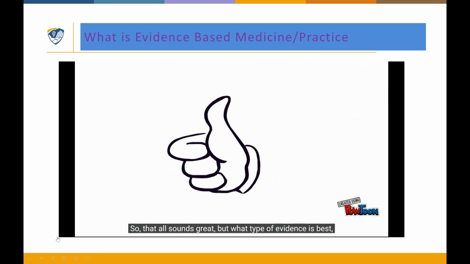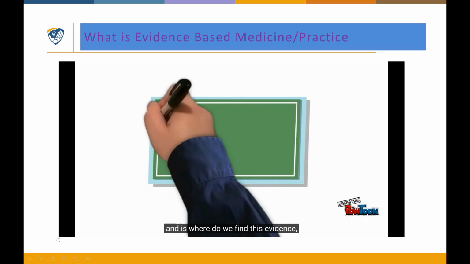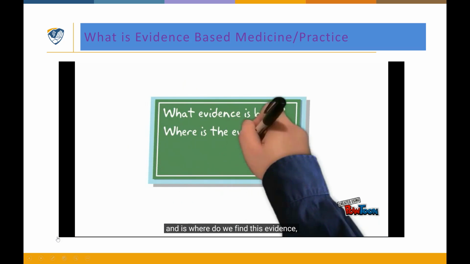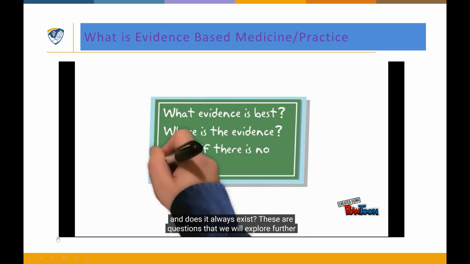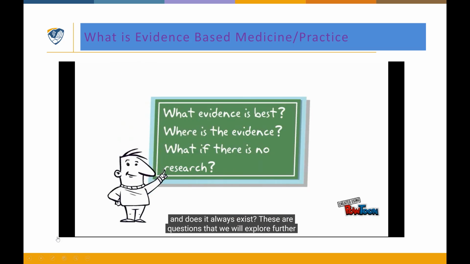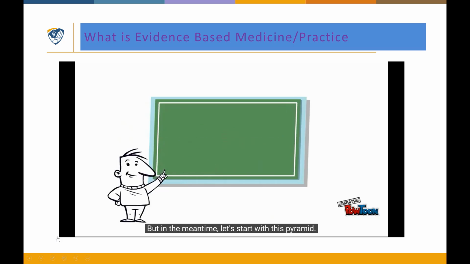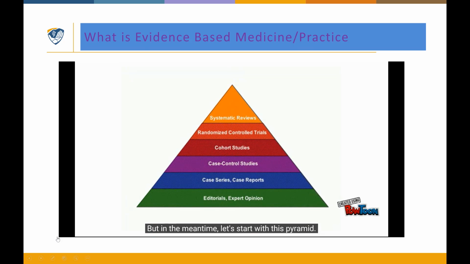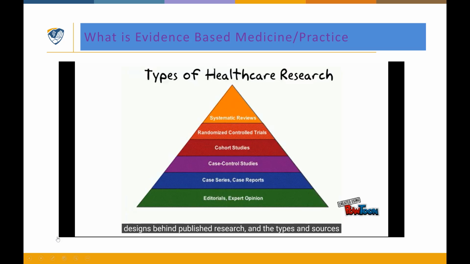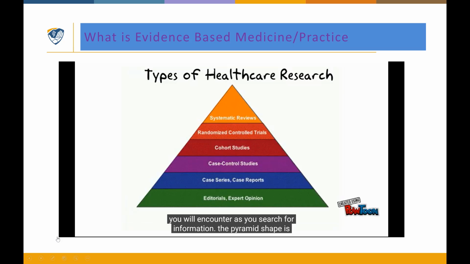So that all sounds great, but what type of evidence is best? Where do we find this evidence, and does it always exist? These are questions that we will explore further, and you will continue to explore throughout your education. But in the meantime, let's start with this pyramid. This image is often used to demonstrate the various research designs behind published research and the types of sources you will encounter as you search for information.